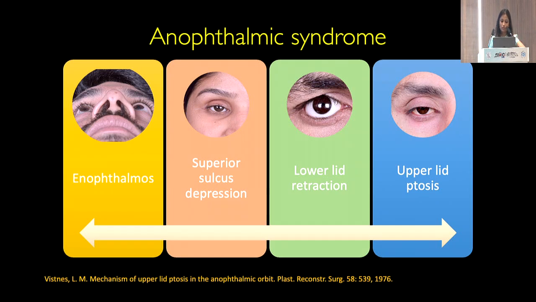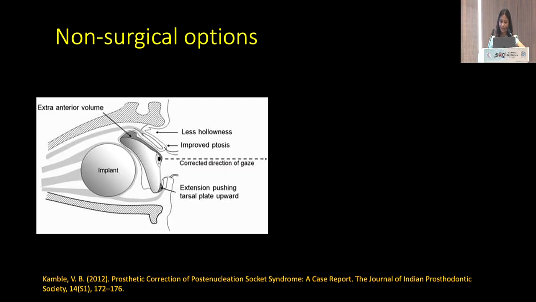In anophthalmic syndrome, we have a series of conditions where there is enophthalmos, superior sulcus depression, lower lid retraction, and upper lid ptosis. So in these cases, how do we correct them? There are non-surgical options as well as surgical options.